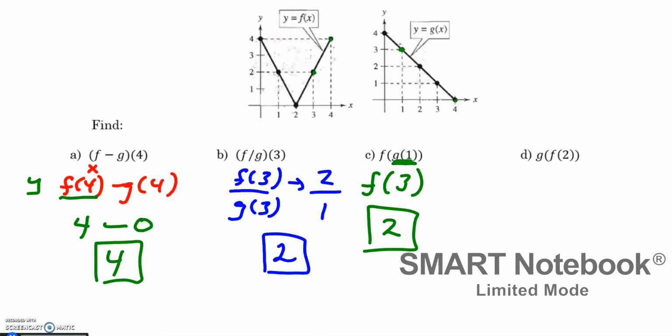And lastly, part D is another composition, but this time I'm starting with the f function, inside out. I go over to the f function, go to the x value of 2, and notice that the y value is 0. So this becomes g of 0. Again, I plugged the x value of 2 into the f function and got the y value of 0. This y value is now an x value in the g function, so I go over to 0, go up, and notice that the y value that goes with it is 4.